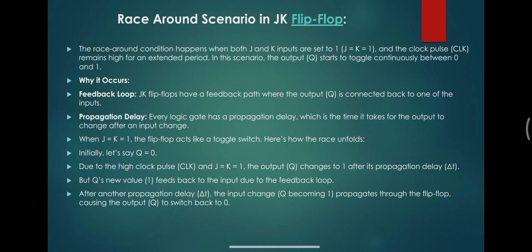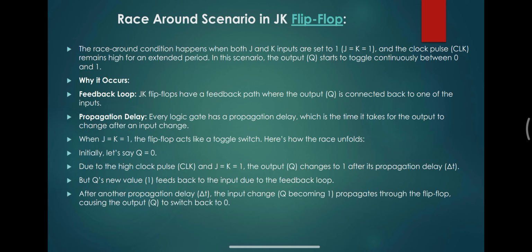Now the race around scenario in the JK flip-flop. The race around condition happens when both J and K inputs are set to 1. That means J and K are equal to 1 and the clock pulse remains high for an extended period. In this scenario, the output starts to toggle continuously between 0 and 1. It occurs due to the feedback loop and propagation delay.